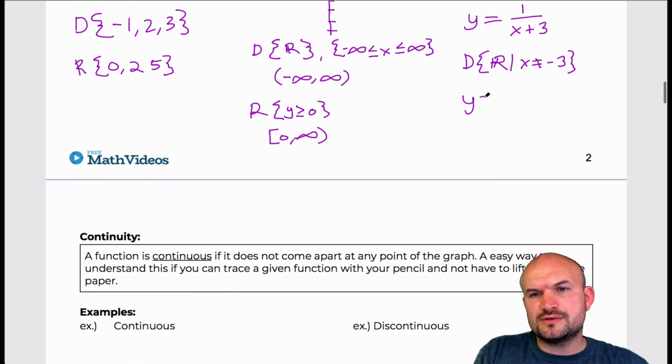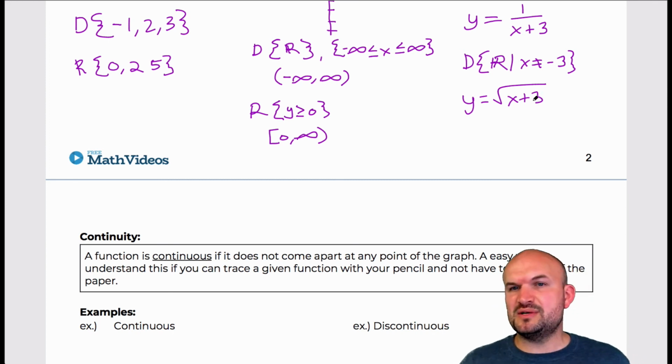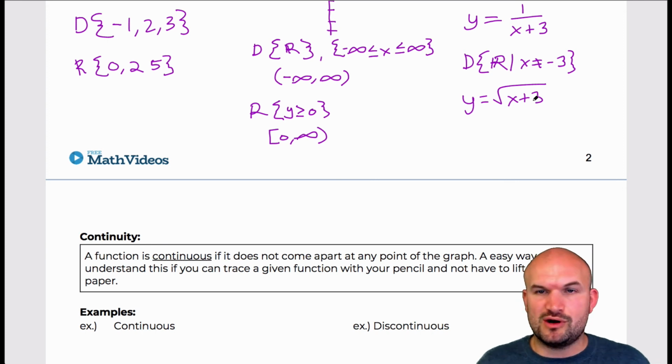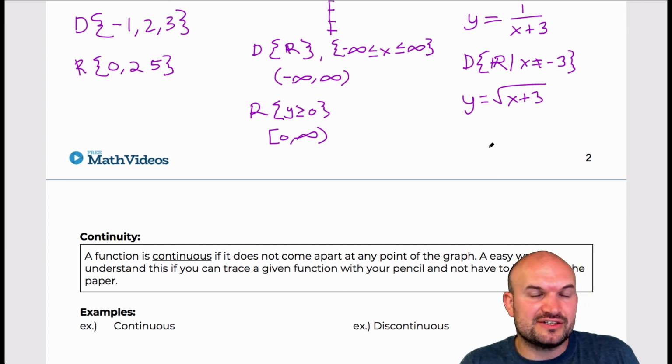y equals, what if I put it under a radical? So we know we can take the square root or the even root of all positive numbers, but what about negative numbers? Can we put the square root under any negative numbers? Well, no. So what numbers for x are going to make this negative? And whatever values are going to make that negative are not going to be in our domain because it's undefined.